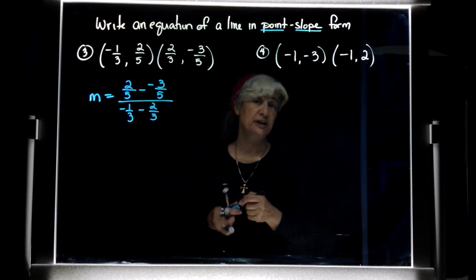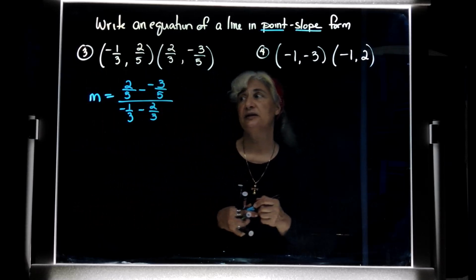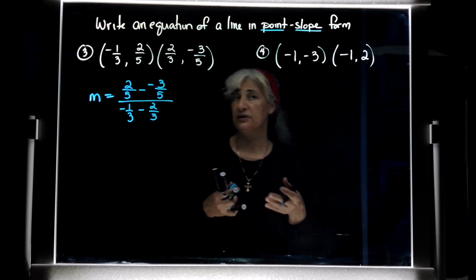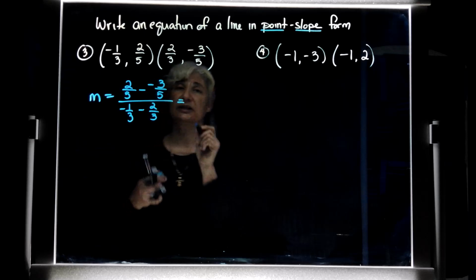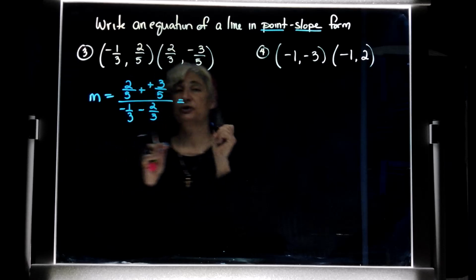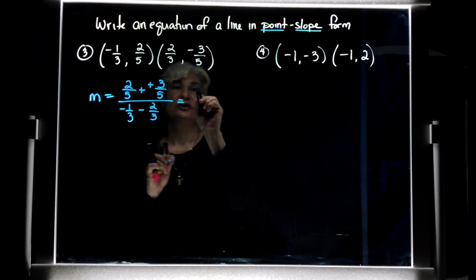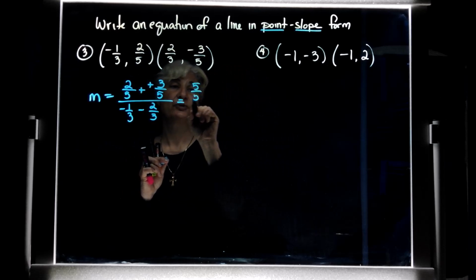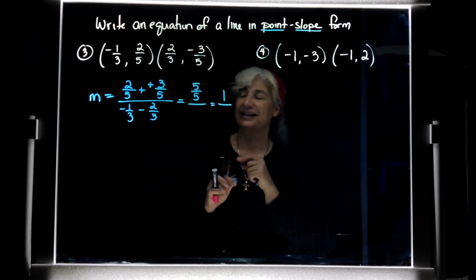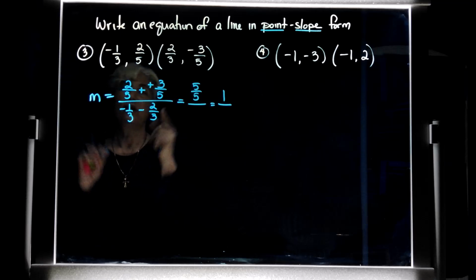Now, this problem was a little bit nicer to us because the fractions in the numerator have the same denominator. So this is going to make it very easy for us to subtract. And we have this double negative, which means we're actually adding, right? So we have 5 over 5 in the numerator, which is just 1. I like that.